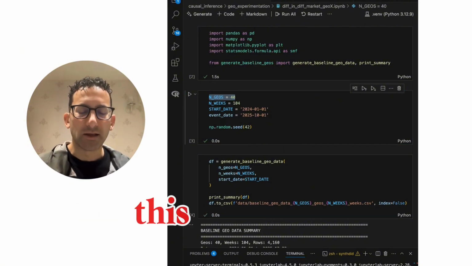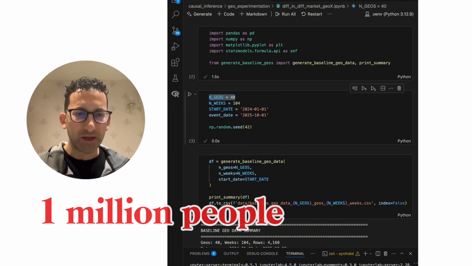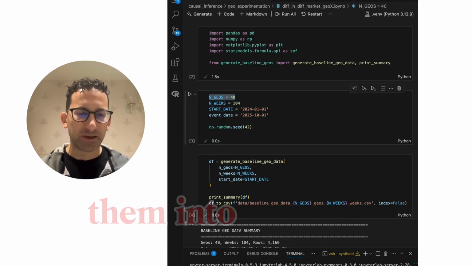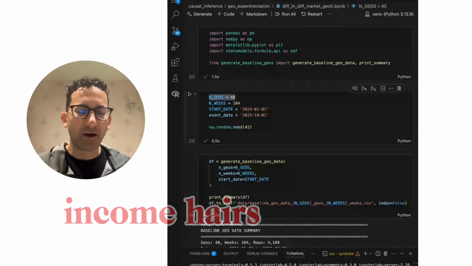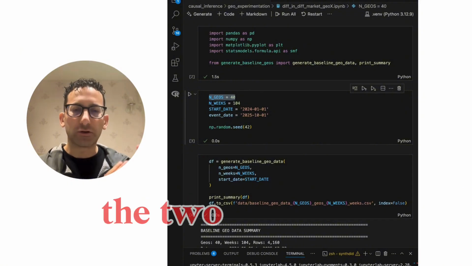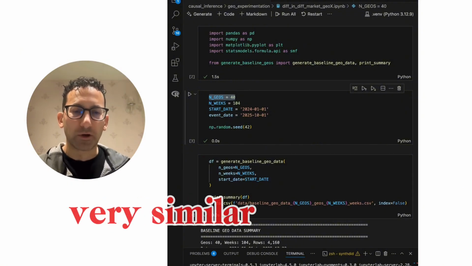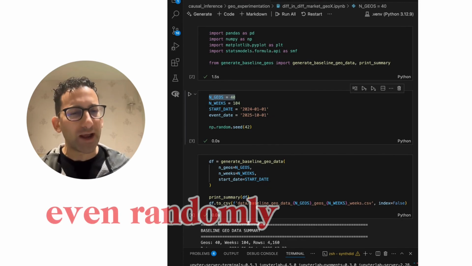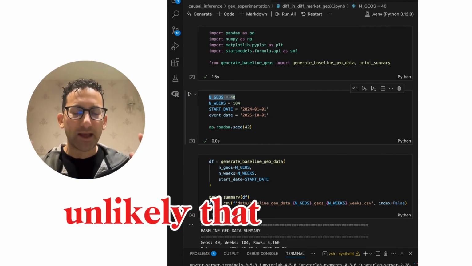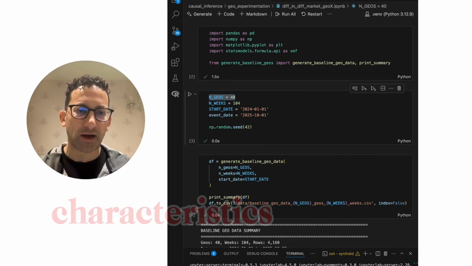Think about it like this. If you randomly took 1 million people in the US and just randomly split them into treatment and control and compared their differences in height, weight, income, hairs on their head, the two groups are going to be very, very similar. But if you only had 40 people and you split them into two groups, even randomly, it's just unlikely that they're going to be that similar on these characteristics.